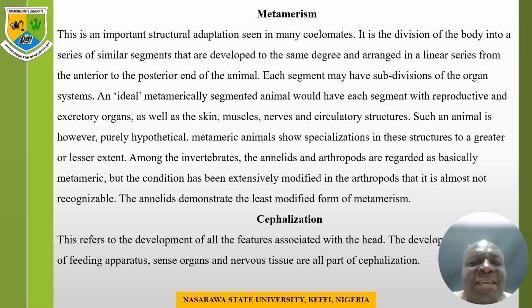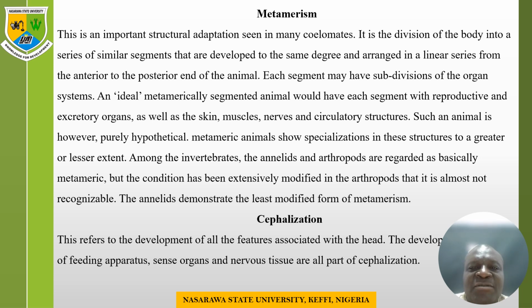And there's another key thing that is known as metamerism. And this metamerism is taking place among the coelomates. And what is metamerism? Metamerism is an important adaptational structure that is seen in many coelomates. It is the division of the body into a series of similar segments that are developed to the same degree and are arranged in a linear series from the anterior to the posterior end. That has to do with the segmentation of the organism.